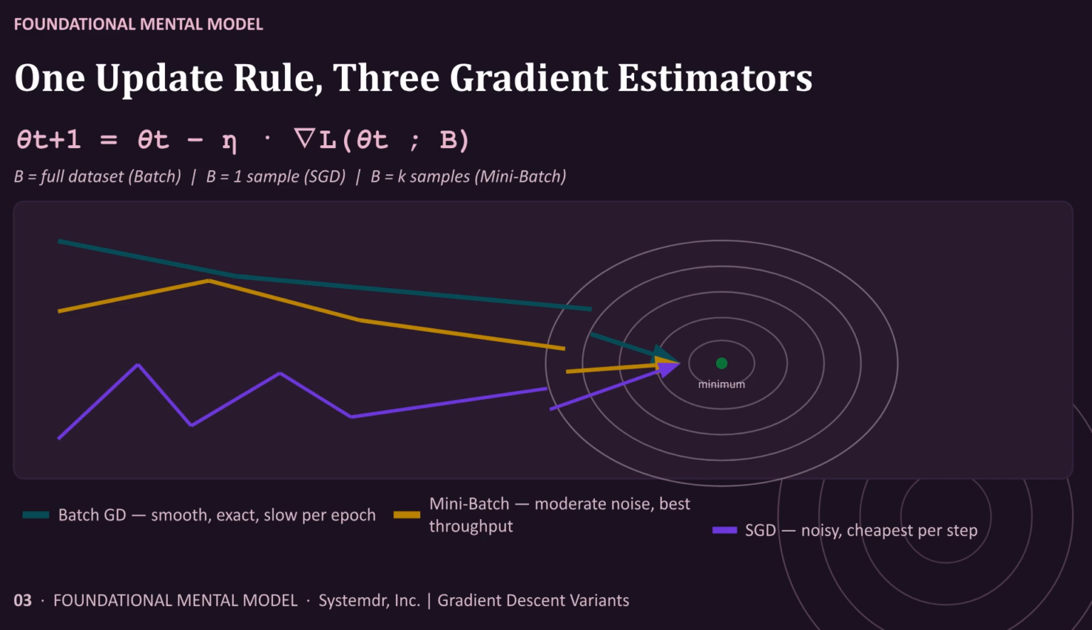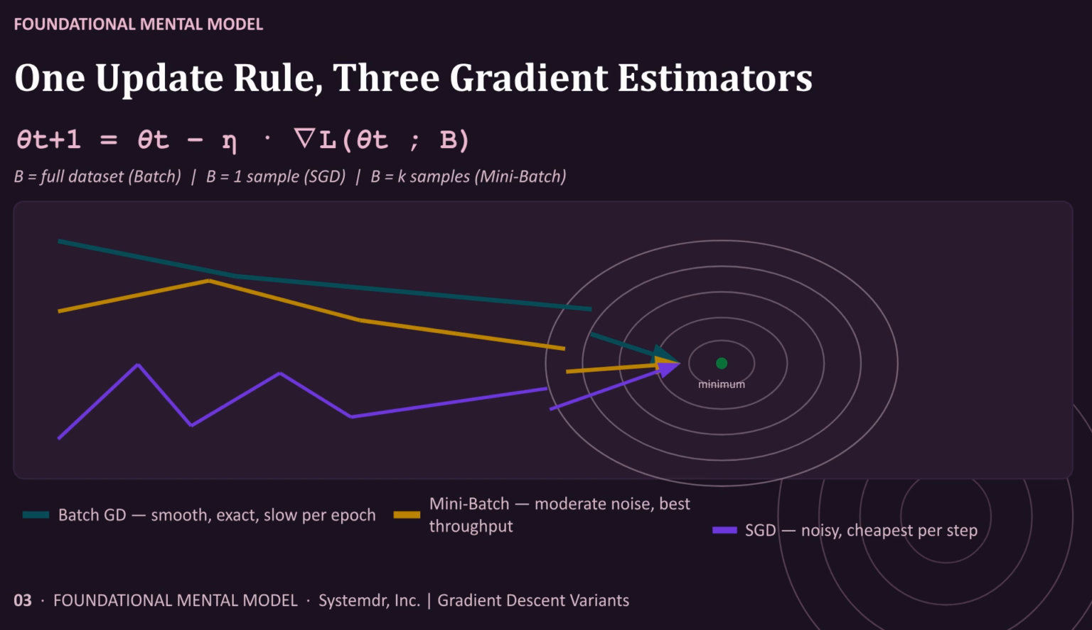The violet path is SGD. It zigzags aggressively because each step's gradient is estimated from just one noisy example. The direction is right on average, but any individual step can point almost anywhere. Cheap steps, noisy direction. And the gold path, mini-batch, sits right in the middle. Enough examples per step to average out most of that noise, but few enough to keep each step cheap and, critically, parallelizable on modern hardware.